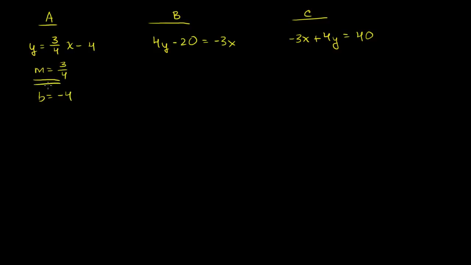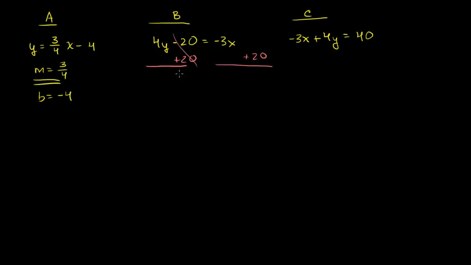So let's see what the other lines' slopes are. This isn't in any kind of standard form. It's not in standard form, slope-intercept, or point-slope form. But let's see what the slope of this line is. To get it into slope-intercept form, which is really the easiest one to pick out the slope from, let's add 20 to both sides of this equation.